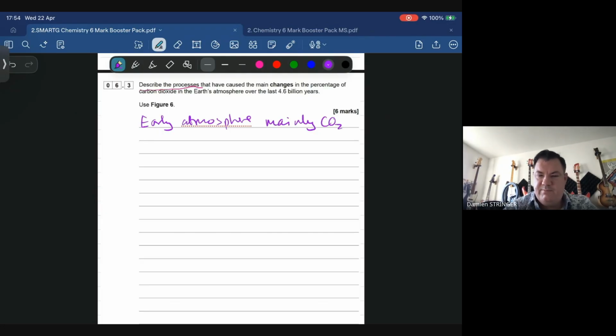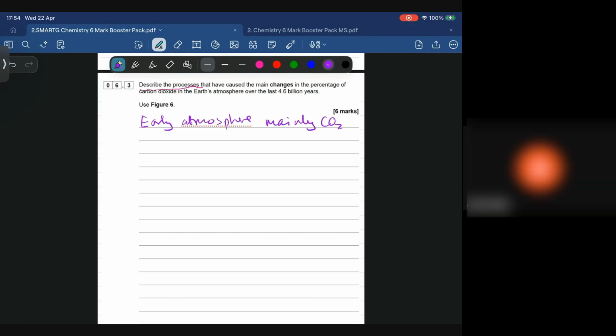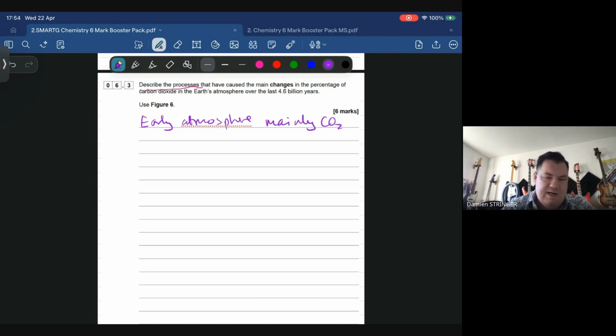So we have to describe why it was mainly CO2 in the early atmosphere. Amina. Would you link the processes to the carbon cycle or carbon capture? I would go through them in order and give a reason from the carbon cycle, but it needs to be the right one, doesn't it? Because not all parts of the carbon cycle were there back 4.6 billion years ago. Louis.